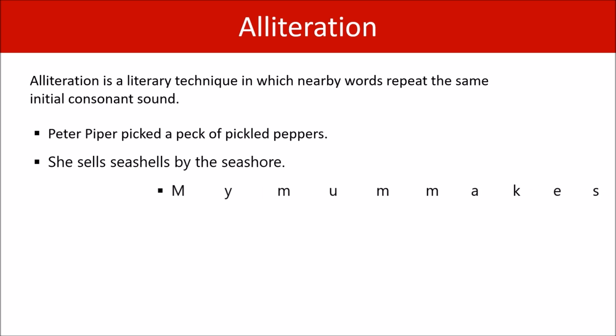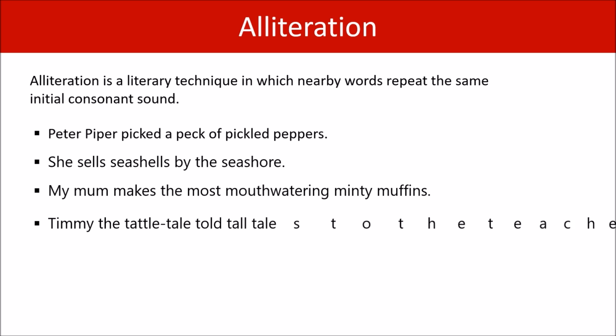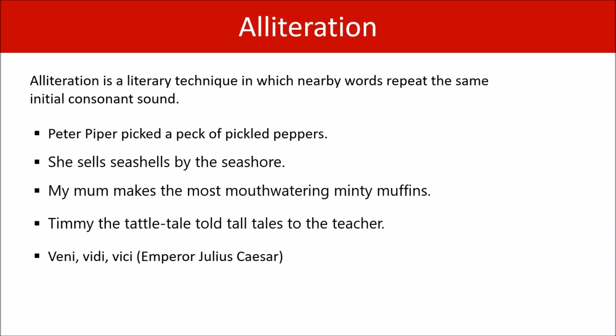Now look at this one. My mum makes the most mouth-watering minty muffins. Timmy the Tattletail told tall tales to the teacher. Veni, vidi, vici, a famous quotation by Roman Emperor Julius Caesar. Now, if you look at these examples, look up to the first one, you can see that the letter P, which is a consonant, is repeated at the start of the word. And here we have the letter S, here we have the letter M, here we have the letter T, and here we have the V.